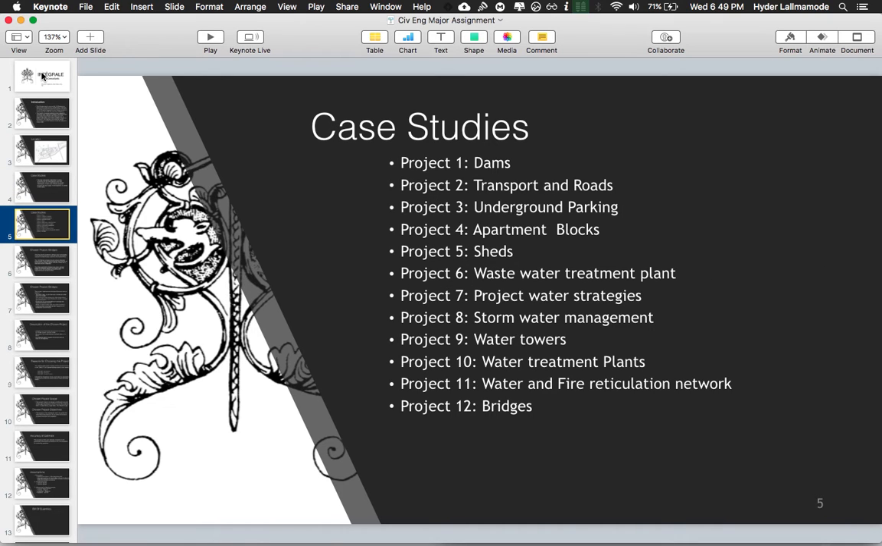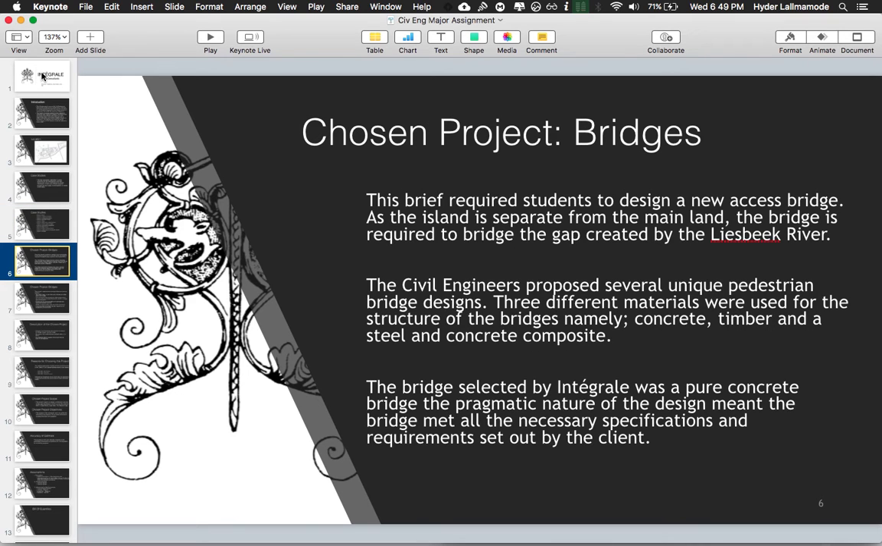The 12 case studies are dams, transport and roads, underground parking, apartment blocks, sheds, wastewater treatment plants, project water strategies, stormwater management, water towers, water treatment plants, water and fire reticulation networks, and bridges. The chosen project by Integral was bridges. This brief required students to design a new access bridge.